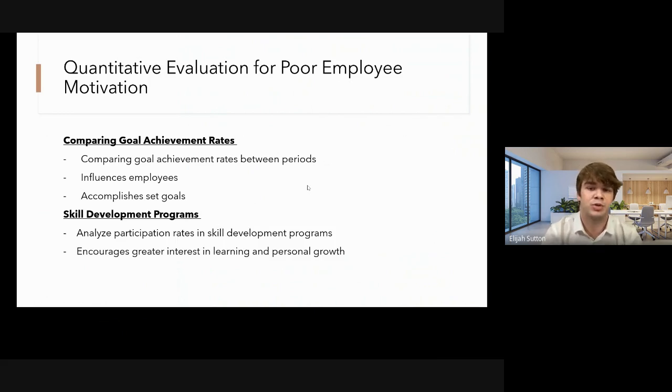In addition to productivity measures, the organization plans to analyze participation rates in skill development programs. By seeing the number of employees engaged in these programs, One America will learn if the plan has encouraged a greater interest in learning for personal growth among its workforce. And an increase in participation could significantly improve morale and motivation to enhance skills and knowledge.